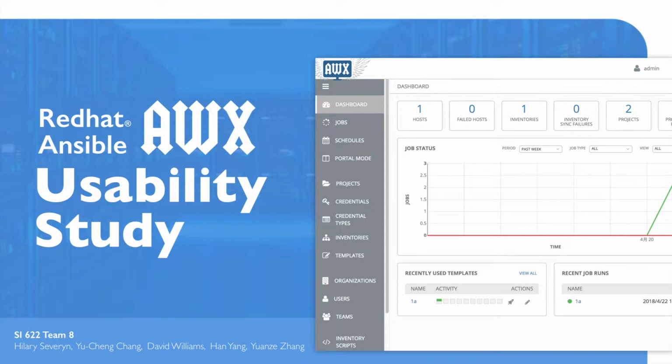Today, I will be discussing our usability study of the Ansible AWX system. This project was completed by myself, Hilary Severin, along with Yu-Cheng, David Williams, Han Yang, and Yanzi Zhang.